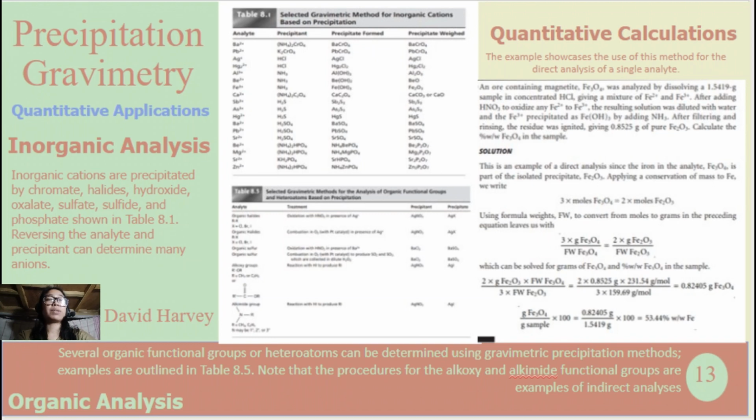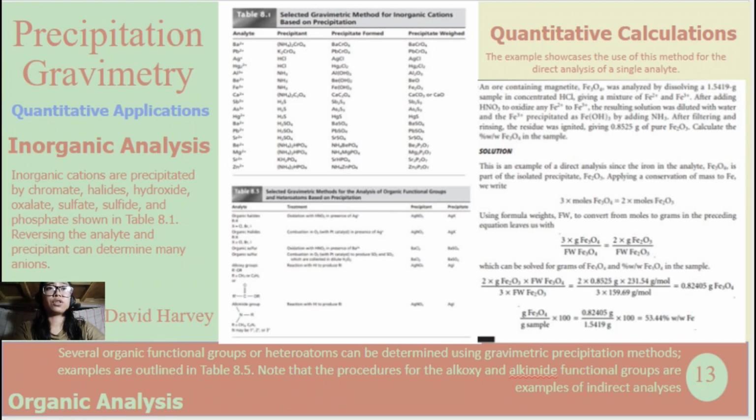Most inorganic precipitants have poor selectivity for analytes, while many organic precipitants are selective for one or two inorganic ions. Precipitation gravimetric methods can determine organic functional groups or heteroatoms, with alkoxy functional groups being an indirect analysis. Stoichiometry of a precipitation reaction provides a mathematical relationship between an analyte and precipitate. However, knowing the stoichiometry isn't always enough for precipitation gravimetric methods.